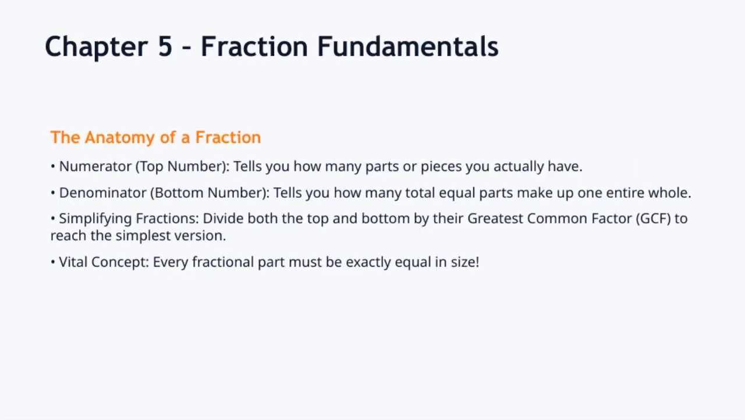Let's break down the anatomy of a fraction. The numerator, or top number, tells us how many parts we actually have. The denominator, the bottom number, shows how many equal parts make up one whole. To simplify fractions, we divide both numbers by their greatest common factor. That's how we get the simplest form.